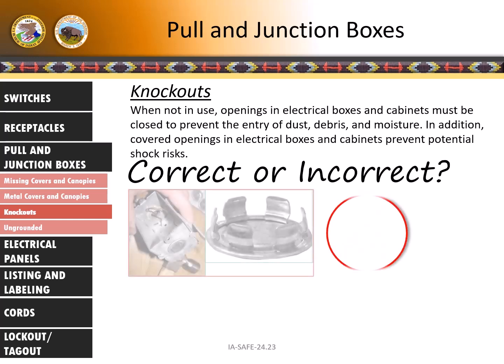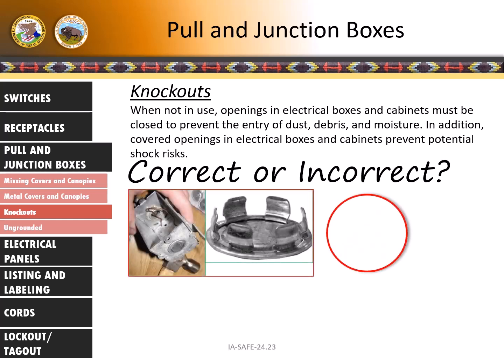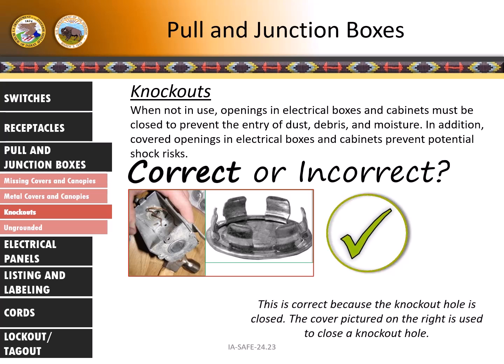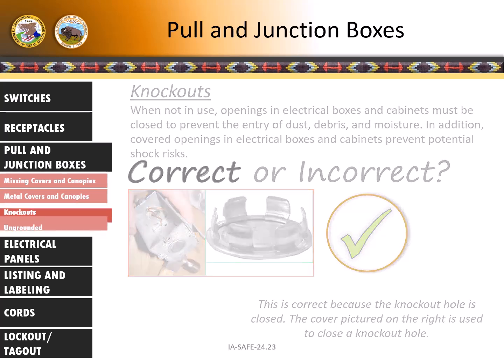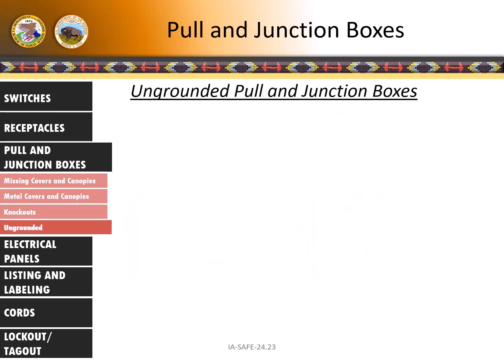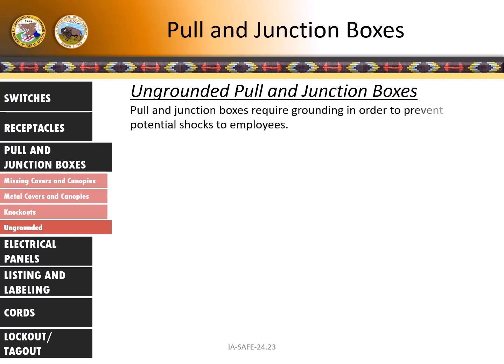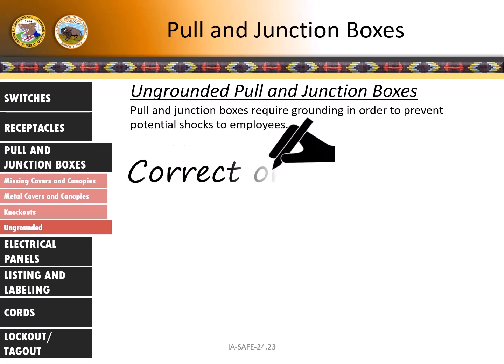Are these examples correct or incorrect? This is correct because the knockout hole is closed. The cover pictured on the right is used to close a knockout hole. Ungrounded pull and junction boxes. Pull and junction boxes require grounding in order to prevent potential shocks to employees.